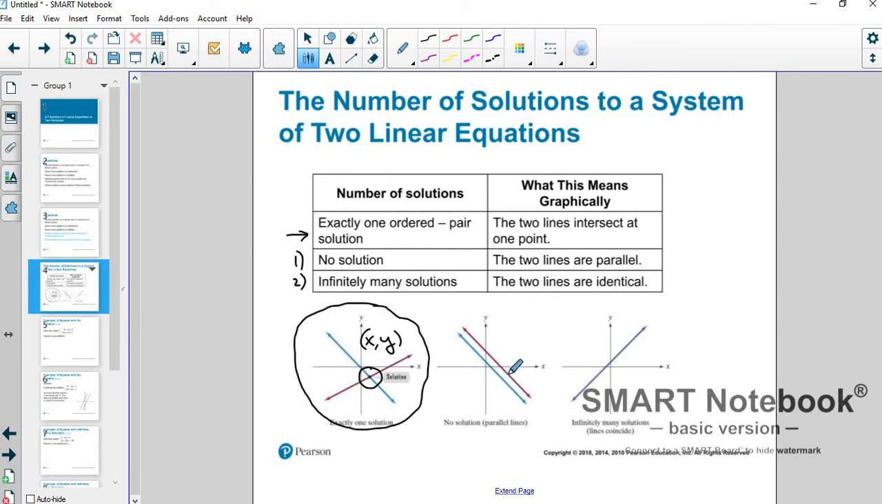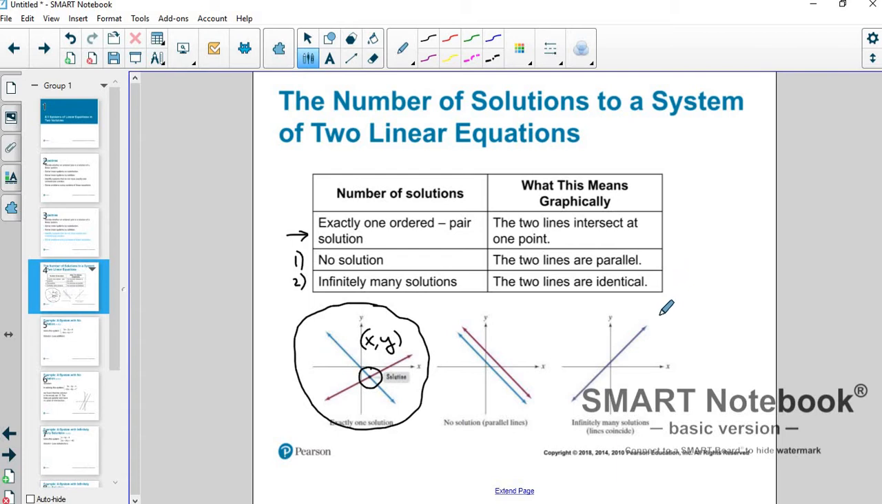But there are two other possible options. You have two lines, but they happen to be parallel. If they're parallel, they don't cross each other, and if they don't share a point in common, then there's no solution. So that's the first other possibility, is that you have two parallel lines, so you have no solution.